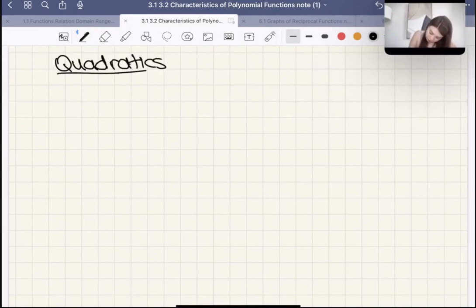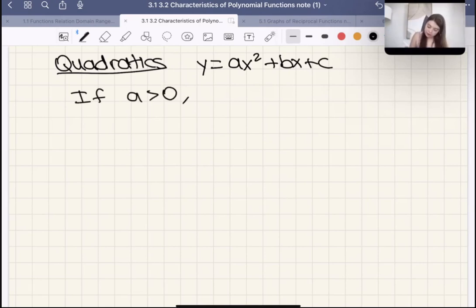So for quadratics, we know that y is equal to ax squared plus bx plus c. And we know back from grade 10, grade 11, that if a is positive, so if a is greater than 0, then the parabola opens up. That's what you were told, right?